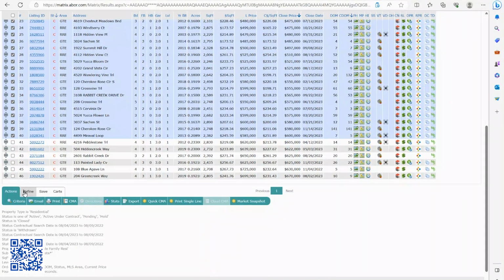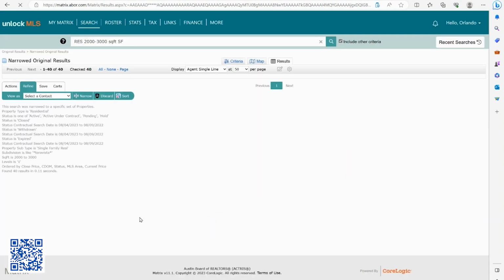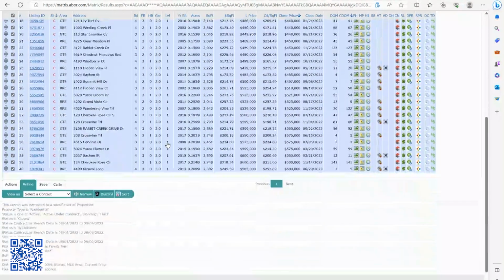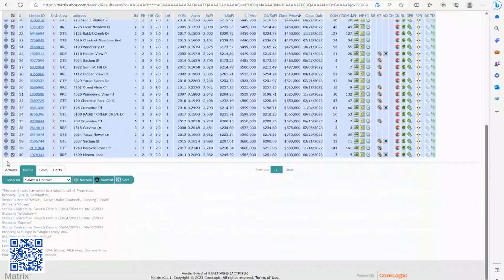Then we're going to take all of these and go to actions. And then what we want to do is print. And this is something that is available to everyone that has access to the MLS. Most realtors don't look at this because only appraisers are going to look at this data, right? But this is something that can actually help determine the trends in the neighborhood.